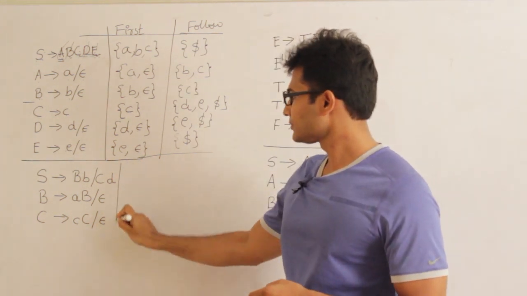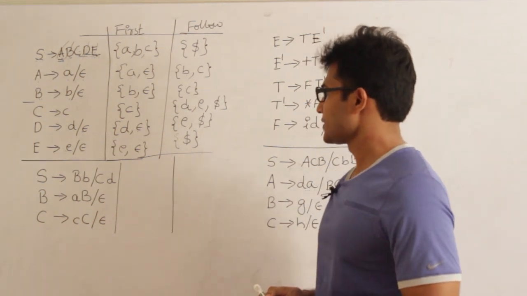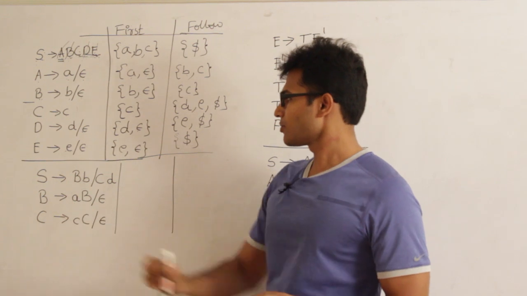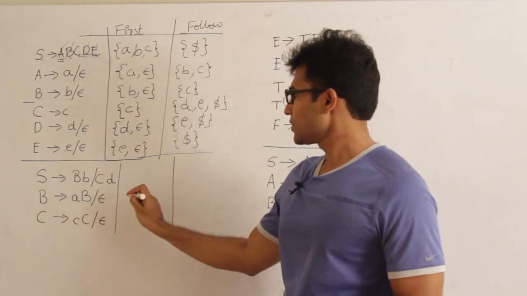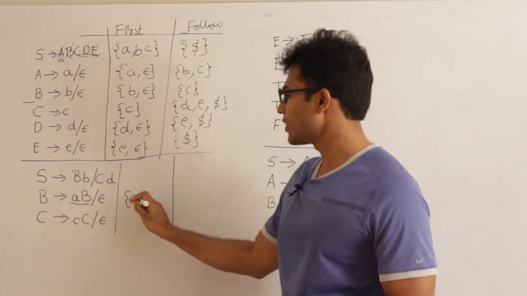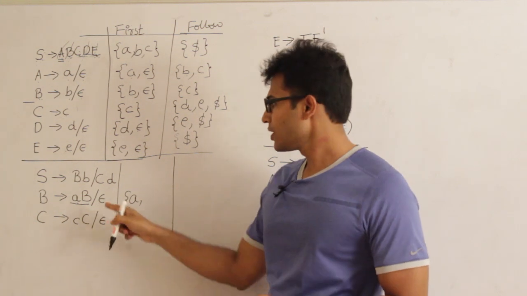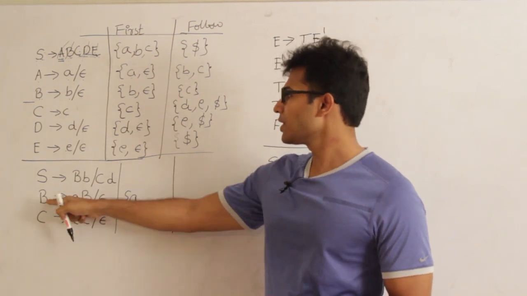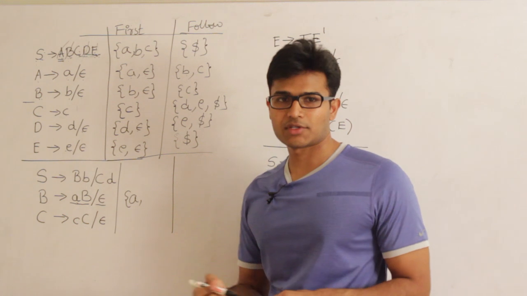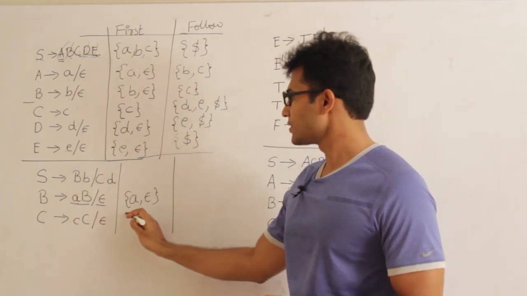Next, see this grammar. What about first of S? Instead of talking about first of S, let's talk about first of B. It is simple. What is first of B? First of B is, because of this production I get small a. Why? Because all these strings starting with this production are going to start with small a, and because of this production B can definitely derive epsilon. And what is first of epsilon? Epsilon. Therefore, because of these two productions I got this.